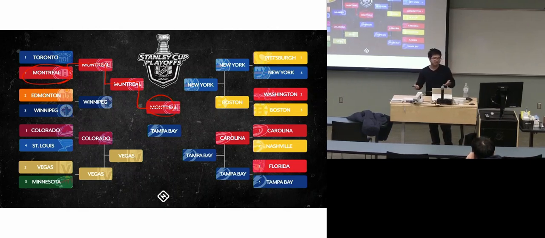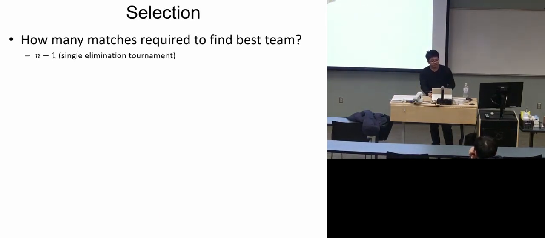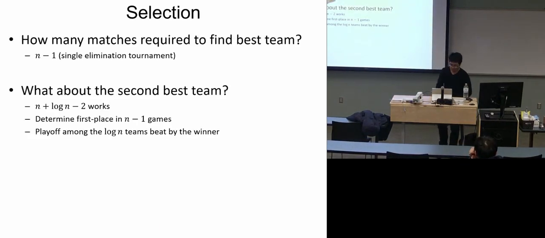How many teams are there? It's going to be just log n because the depth of this tree is log n, right? So you just find the maximum among the log n many guys that lost to the best team. Make sense? Okay. Good. So that's about the best team and second best team.